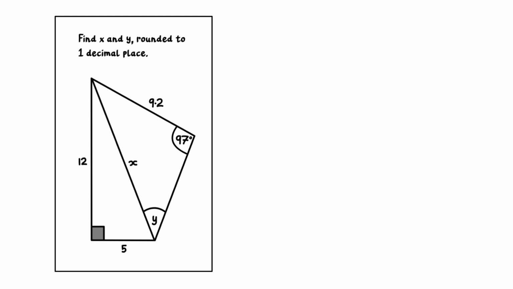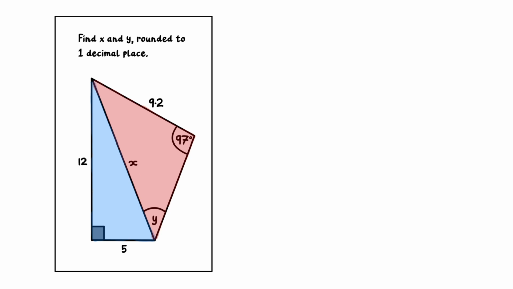A key observation here is that our shape can be split into two different triangles, which I've coloured in blue and red. The side labelled x appears in both of these triangles, so we'll need to think about which one of these to focus on. Well, in general, the more things you know, the easier it is to figure out the things you don't know. In the blue triangle, we know two sides, the 12 and the 5. We also know one angle, the 90-degree right angle.